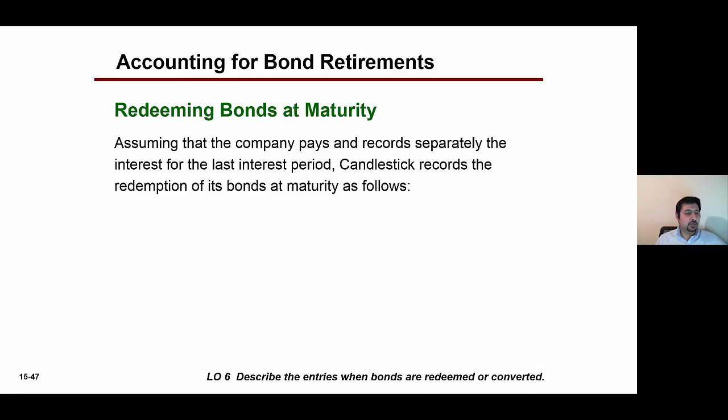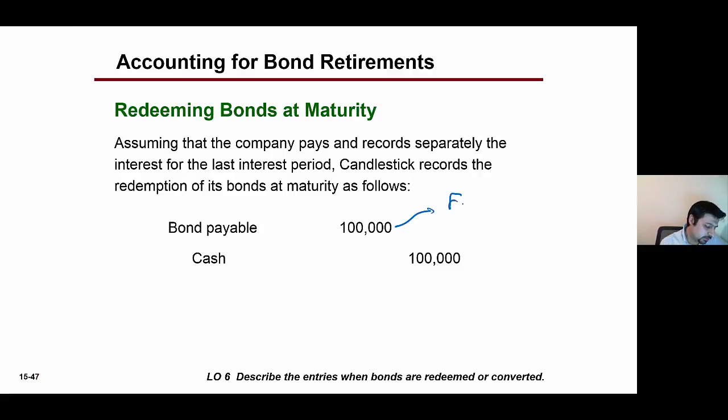So when the company redeems the bond at maturity, it will debit bonds payable, the face value, and credit cash, face value as well. This is separate from the interest payment. So the interest payment is separate from that amount. Again, this is at face value, and it is recorded separately from that amount.